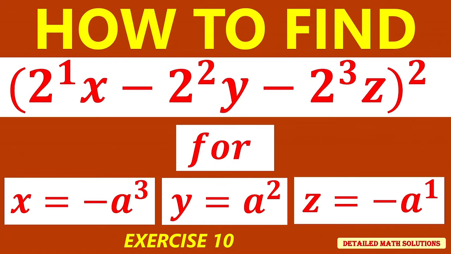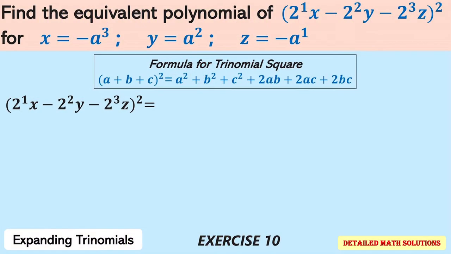In this video I'm going to write step by step how to find the equivalent polynomial of the trinomial square displayed on the screen for x equals negative a to the third power, y equals a to the second power, and z equals negative a to the first power. To solve this exercise, first I'm going to write the trinomial as 2x minus 4y minus 8z in parentheses squared.